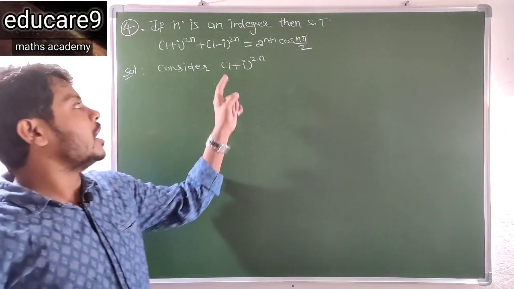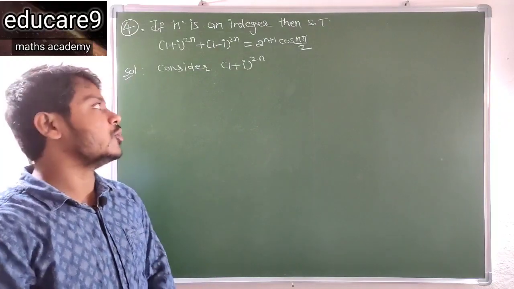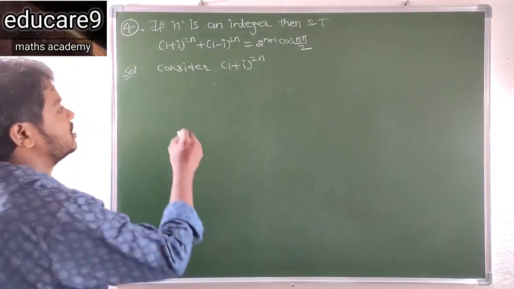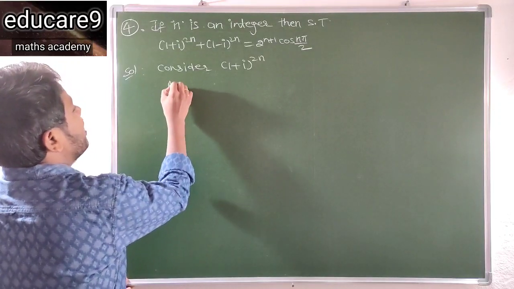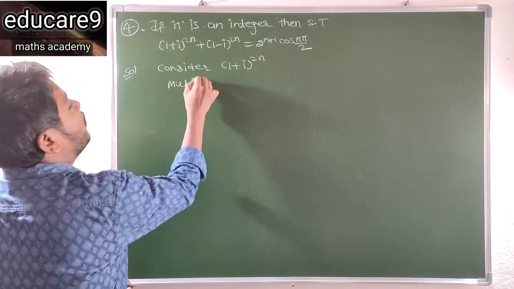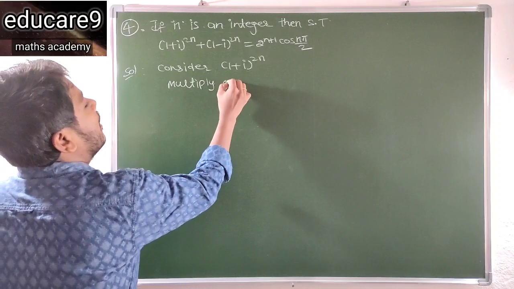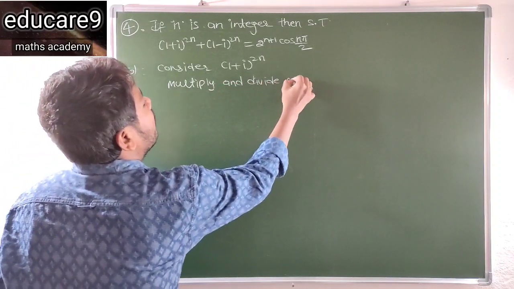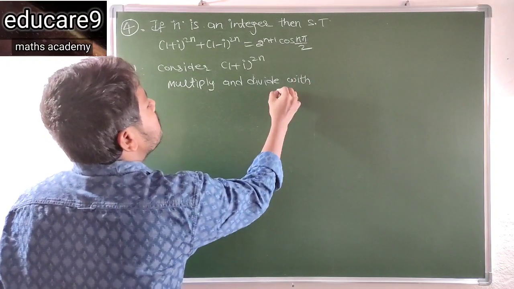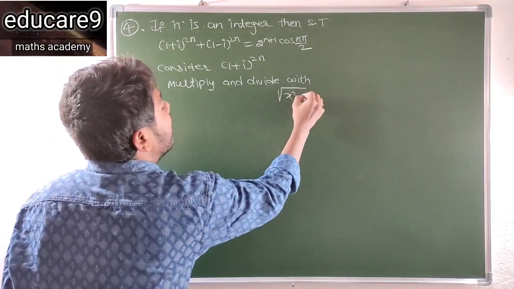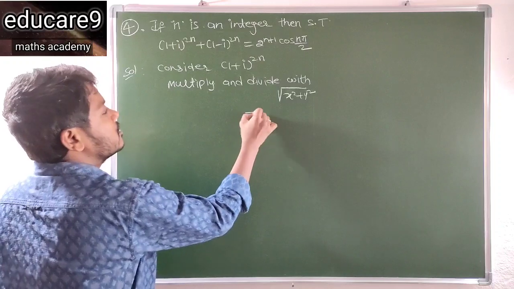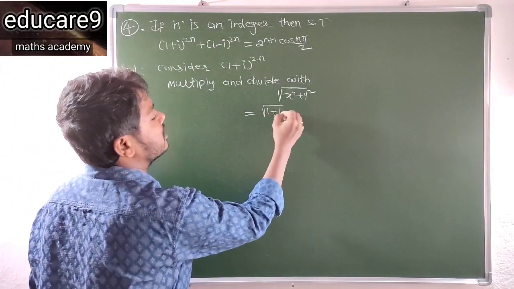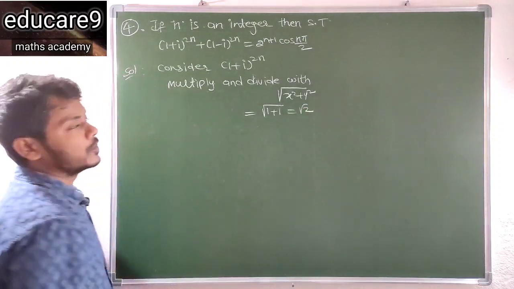So clearly it is in the form of x plus i y. So we have to multiply and divide with the square root of x square plus y square. So clearly x is 1 and y is 1. You will get 1 square plus 1 square, that is root 2.